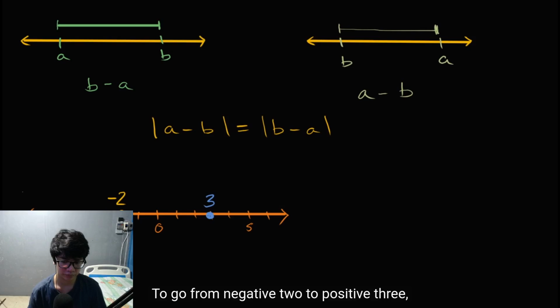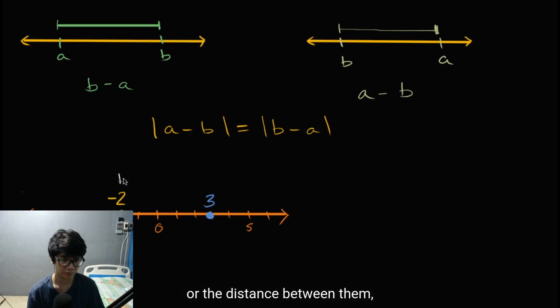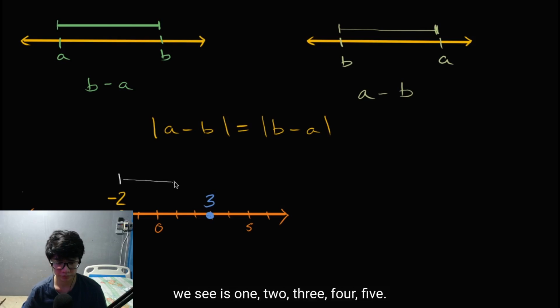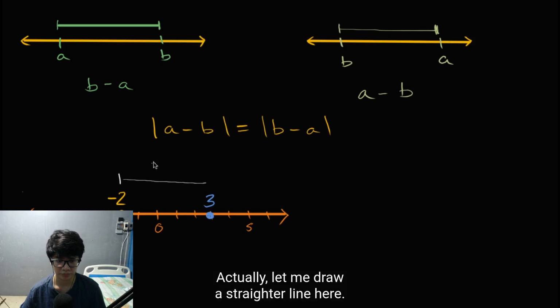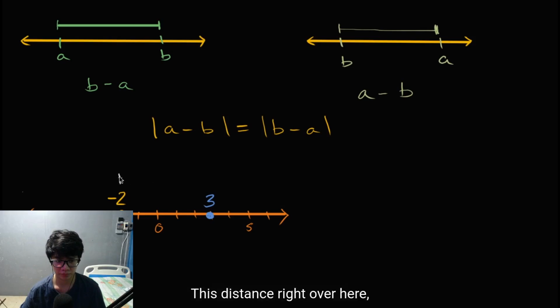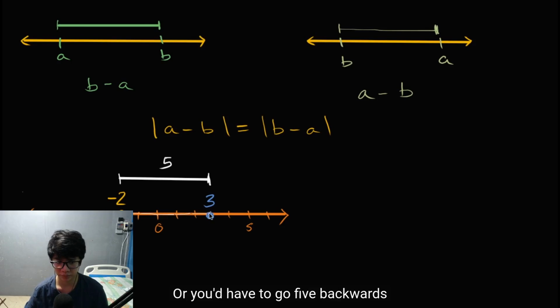To go from -2 to +3, the distance between them, we see is 1, 2, 3, 4, 5. Actually, we'll draw a straighter line here. This distance right over here is equal to 5. You see it right over here: 1, 2, 3, 4, 5. Or you have to go 5 backwards to go from 3 to -2. But let's see that what I just wrote actually applies right over here.